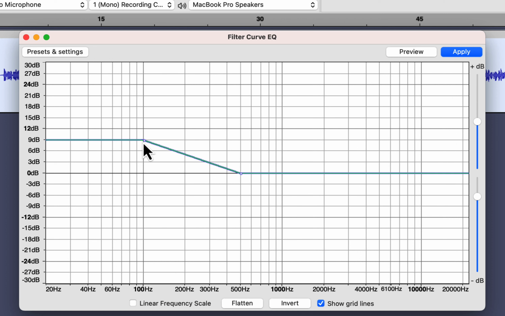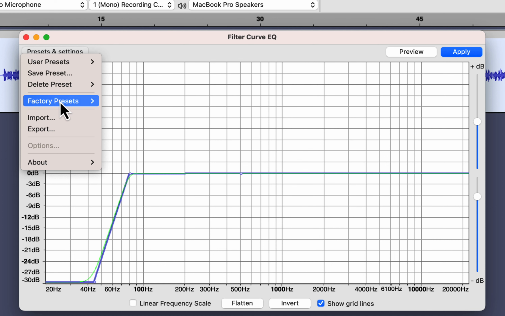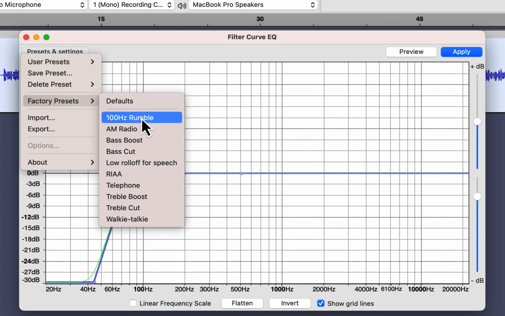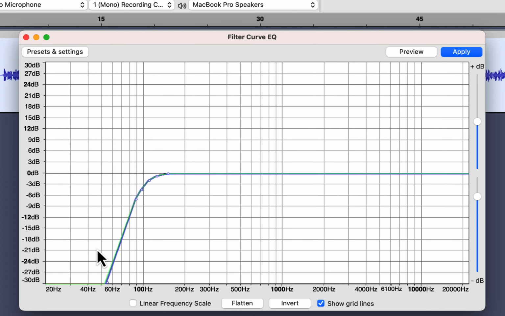If you search Google on the fundamental frequency of the human voice, you will get an idea of where the voice frequency starts. Frequency below 80 Hz should be cut off, because that would help to reduce those low frequency noises. For voice, always cut frequency below 80 Hz or 60 Hz. There is a factory preset in Audacity named 100 Hz rumble, because rumbling noise falls below 100 Hz and it offers to cut off those noises.